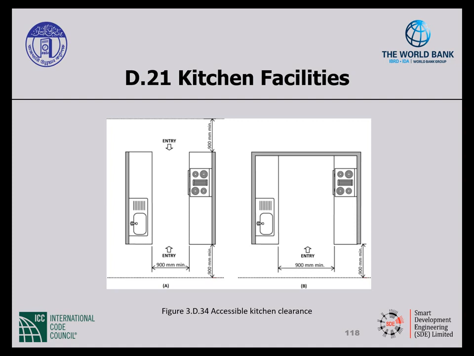Knee space provided under cooking equipment should be insulated to protect against burns or abrasions. Need to make sure that 50% of the cabinet or storage is accessible, and that the working top, the sink, and the range are all within guidelines.